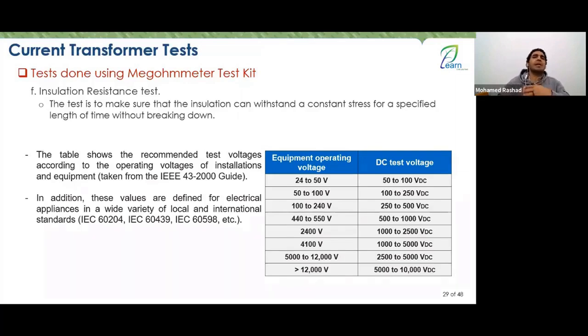Engineer, how much should I inject? People ask, how much should I inject, engineer? Some say 1,000, others say 1,500. Some say we always set 5,000 on transformers. Others say we always set 1,000 on breakers. One might mean a low voltage breaker, another a medium voltage breaker.